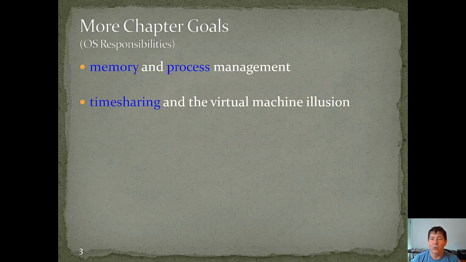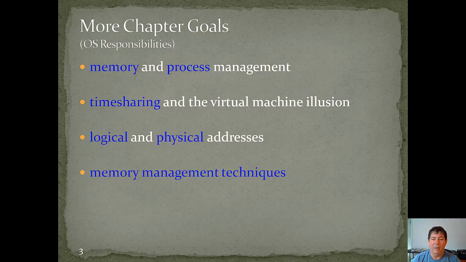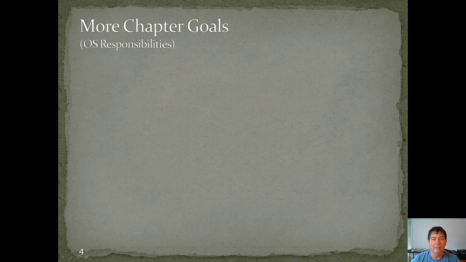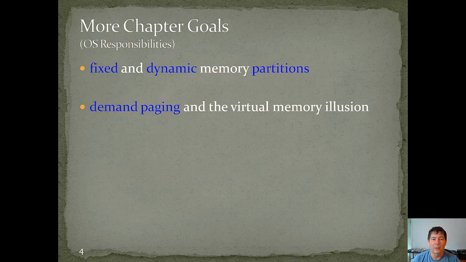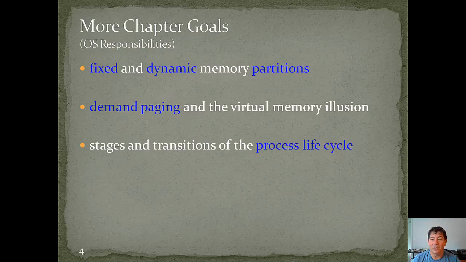time sharing and the virtual machine illusion, logical and physical addresses, memory management techniques, fixed and dynamic memory partitions, demand paging and the virtual memory illusion, stages and transitions of the process lifecycle, CPU scheduling algorithms.